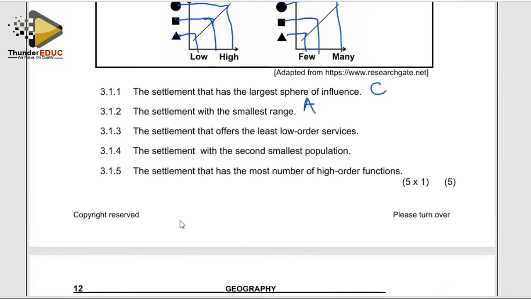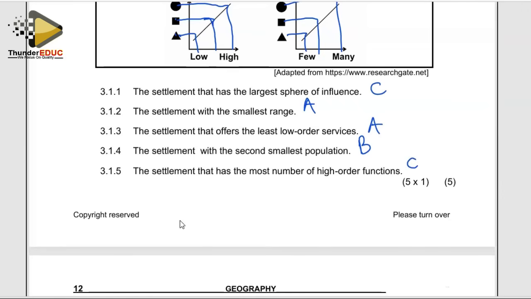The settlement that offers the least low order services. Least low order services are offered in A, that is the smallest settlement. The smallest settlement mainly offers convenient products, basics which are used on a daily basis. The settlement with the second smallest population is automatically B, according to our graphs. Settlement that has the most number of high order functions. High order functions, we find them in C.